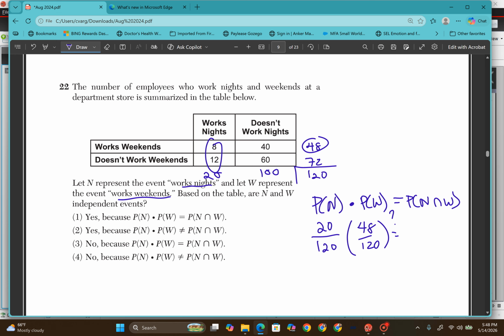So N is works nights, right? And W is works weekends, which is here. So what is the number that overlaps? That's 8 over 120. And we have to see if this is true. So this is a calculator question, right? And you can see that that is true. So the answer is yes, because that does work. The probability of N times the probability of W is equal to the probability of N and W.